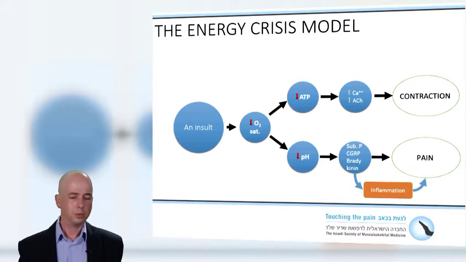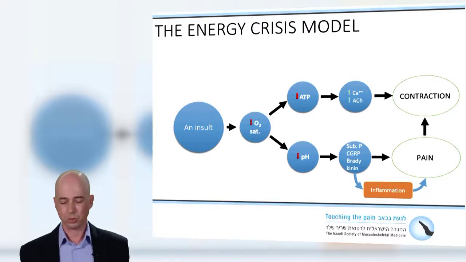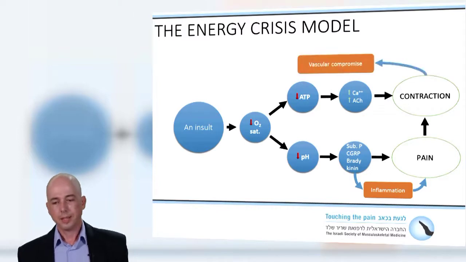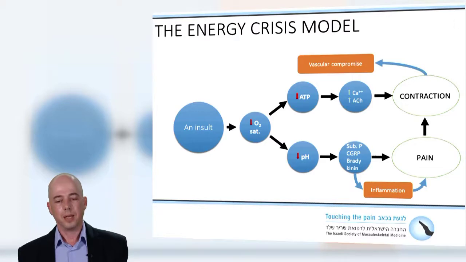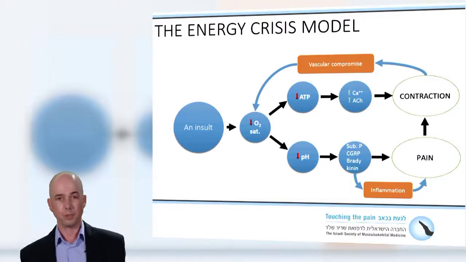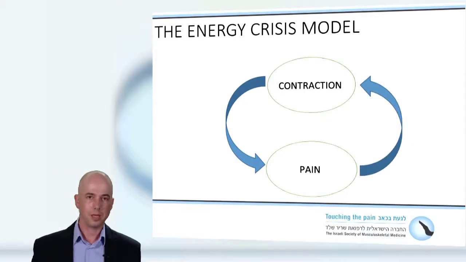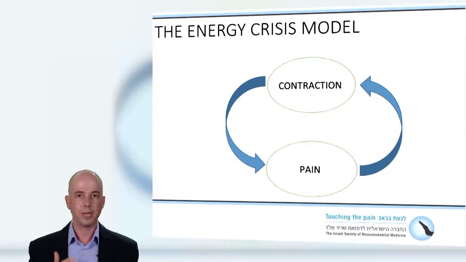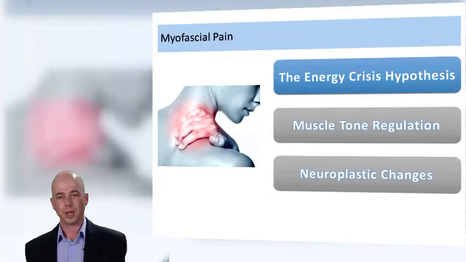Pain, we know, leads to contraction. Even if we are unaware of it, pain leads to muscle contraction. And this contraction further causes vascular compromise, which further depletes oxygen supply to the muscle. And this, in short, is a vicious cycle that is based upon contraction and pain, pain leading to contraction, and contraction leading to pain. So this, in short, is the energy crisis hypothesis.